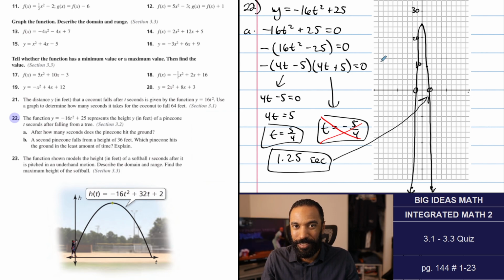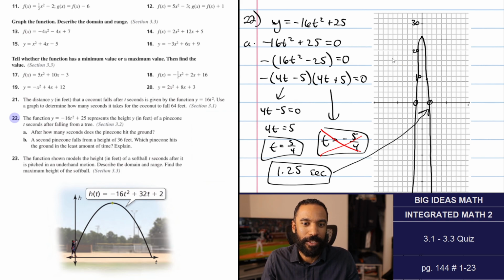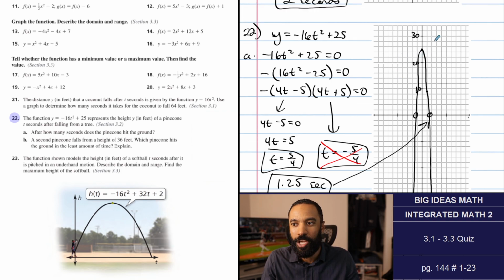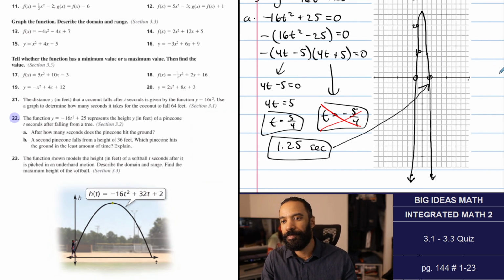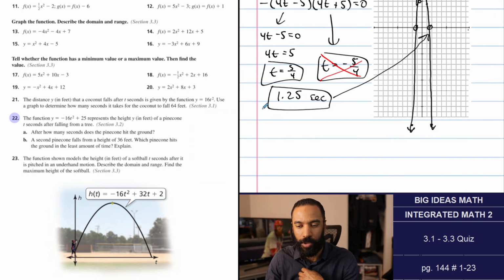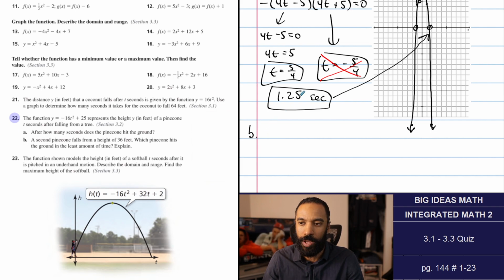Part B. A second pine cone falls from a height of 36 feet. Which pine cone hits the ground in the least amount of time? Explain. Well, 36 would be up here. I'm not going to draw the whole graph, but 36 would be up here, and the same gravity is going to take longer, right? I mean, you can argue it logically. I'm sure they wanted you to talk about the graph itself as well.